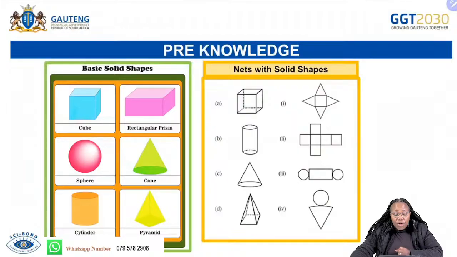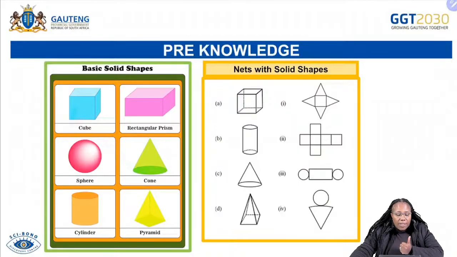Now, this is the pre-knowledge that you need to know. You must know all your basic solid shapes. You're talking about a cube. Remember, for the cube, all the sides are equal. So a cube is basically made out of a combination of squares because all the sides are equal. With the rectangular prism, you have a base that is a rectangle, which means two opposite sides are equal. So a rectangular prism is made of a rectangular base.